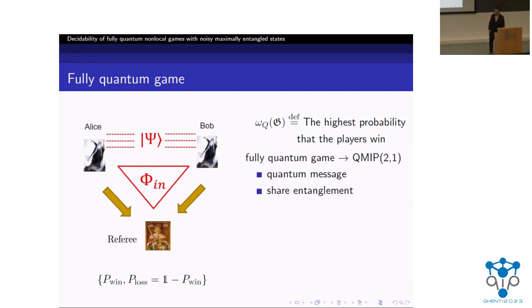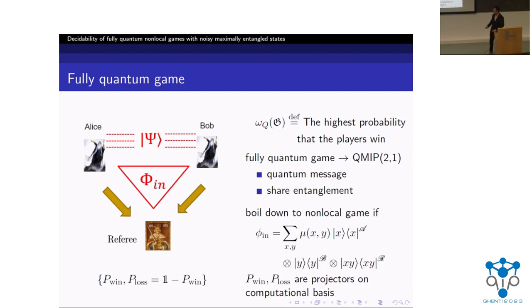Fully quantum games correspond to the complexity class QMIP 2-1. In QMIP, all the messages and the verifier computation are quantum, and the players can share entanglement. Note that fully quantum games are a generalization of nonlocal games. If phi-in can be written in this formula, and the P-win, P-loss are projectors on the computational basis, a fully quantum game boils down to a nonlocal game. Here, A, B, R indicate the register is owned by Alice, Bob, and the referee respectively.